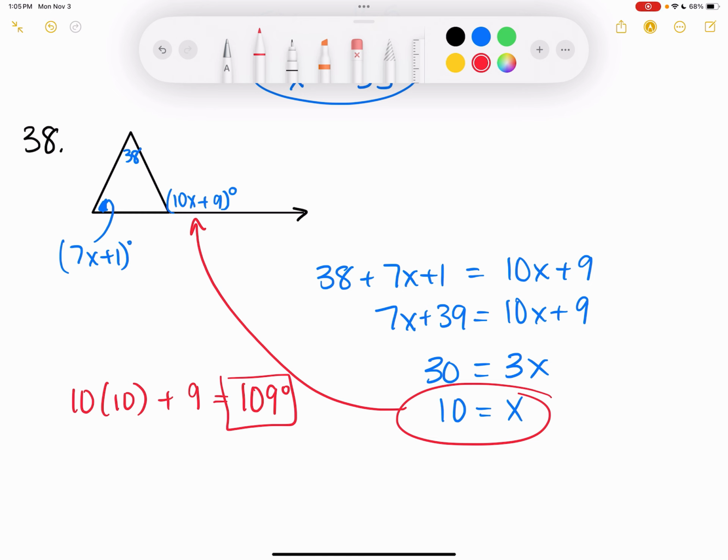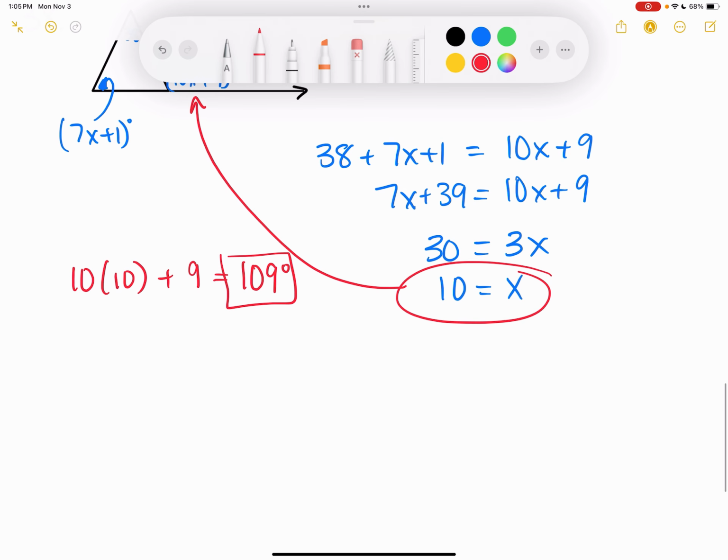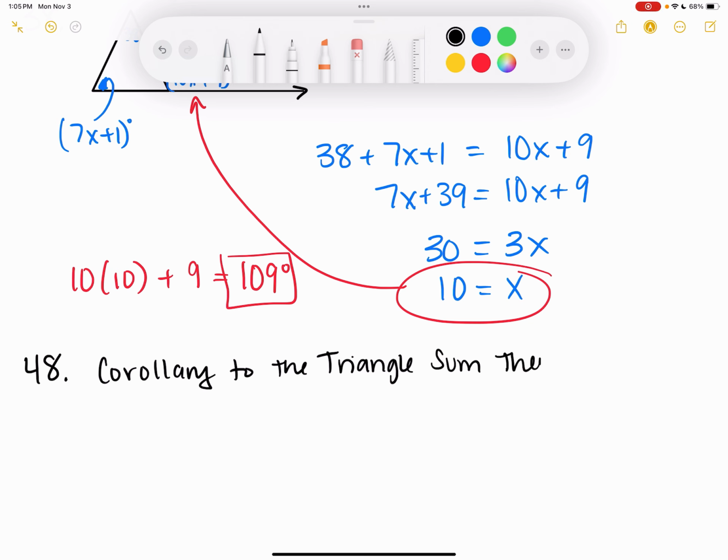All right, one proof. I'm doing the one where they give you nothing. You're going to be doing one that you fill in the blanks. Number 48. This one says write a 2-column proof of the corollary to the triangle sum theorem. So we're proving that there.